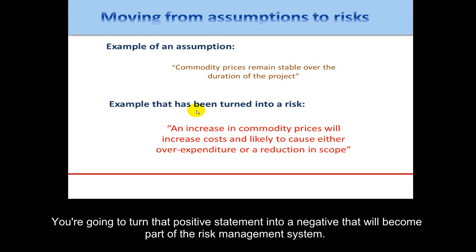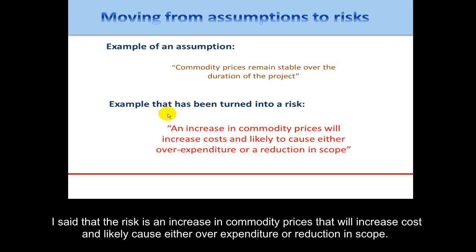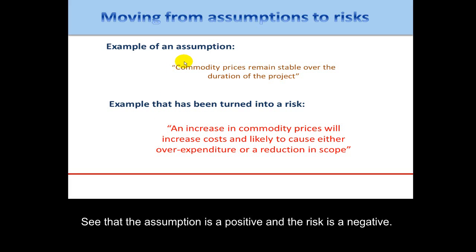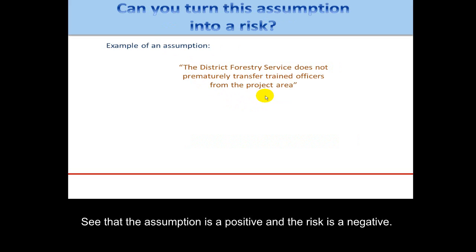So in this example, I said that the risk is an increase in commodity prices will increase cost and are likely to cause either over expenditure or reduction in scope. So you see that the assumption is a positive and the risk is a negative.